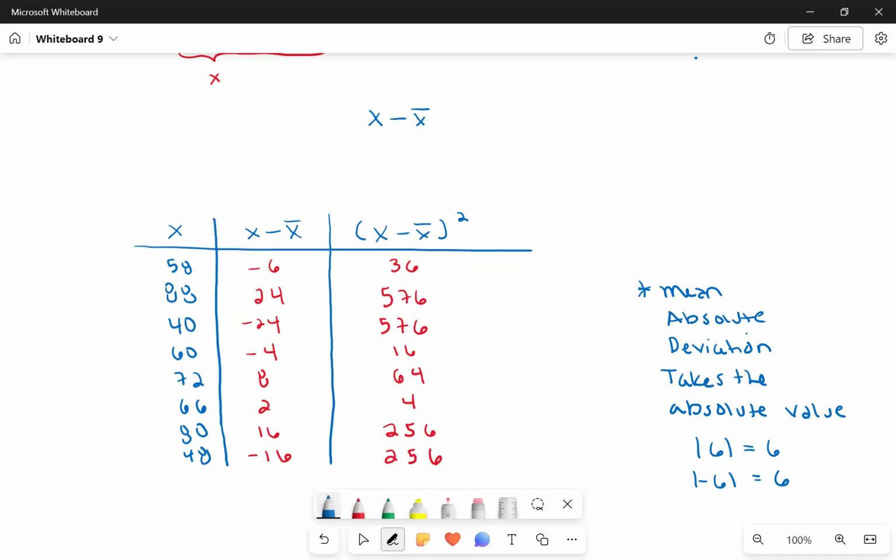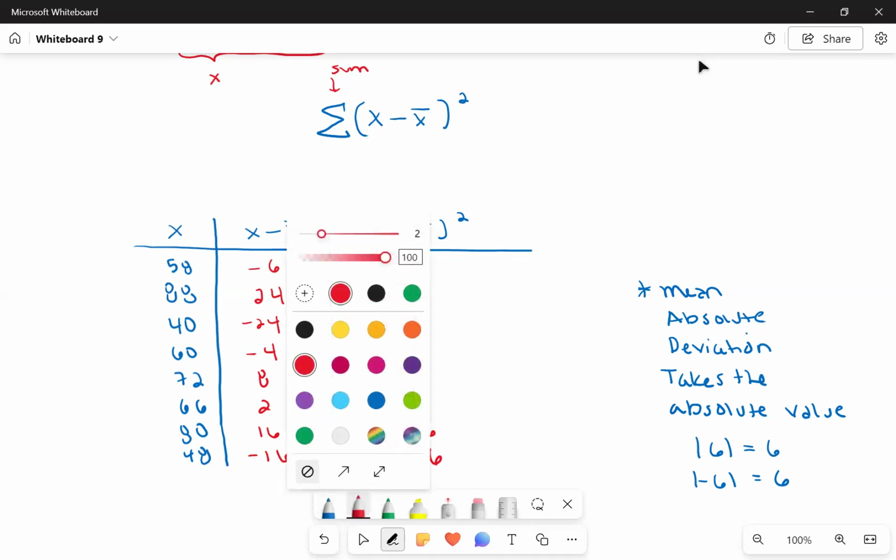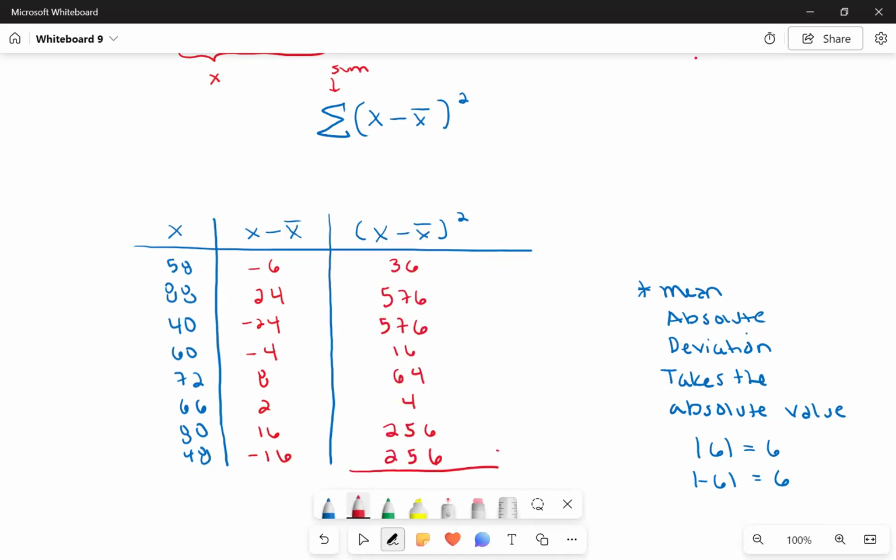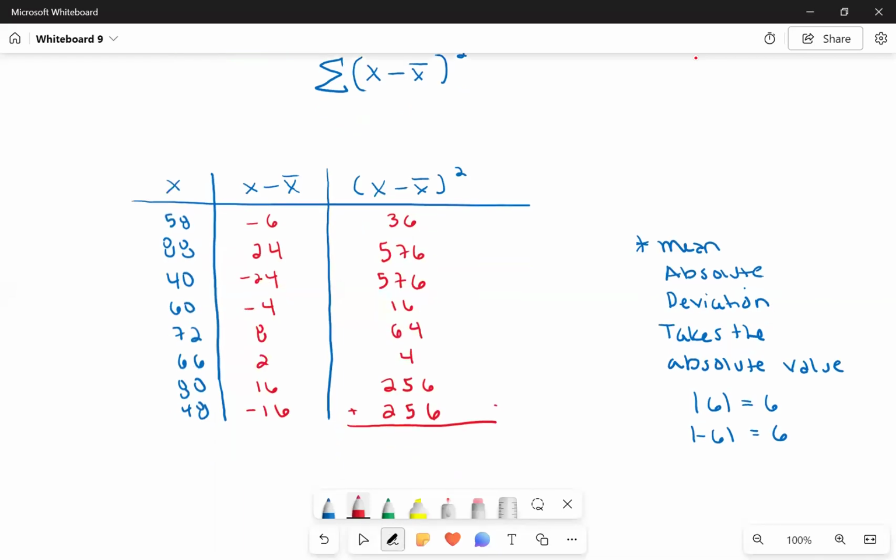I'm just going to put up here in my formula that I squared them. All right. And now I'm going to add these up. The math symbol we use for sum is a giant sigma. This means sum. All right. So I'm going to add these together. Figure out what that gives me. Okay, so I got 1784 when I added those together.